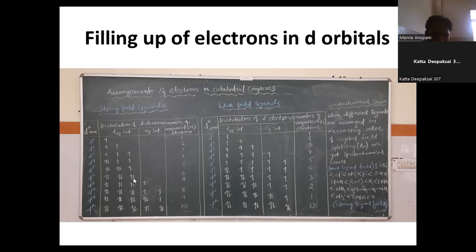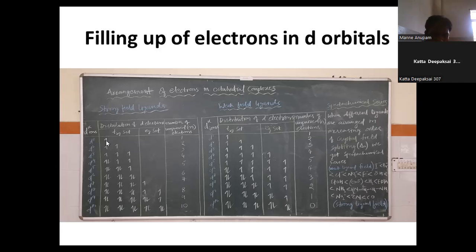D6 goes here only, and for D7, all are filled up, so it will go to EG. D8, all are filled up here, so it will go to another EG. Then pair up here. Now if you see the number of unpaired electrons, one unpaired electron is there. Here what I have written is wrong, I'm sorry.